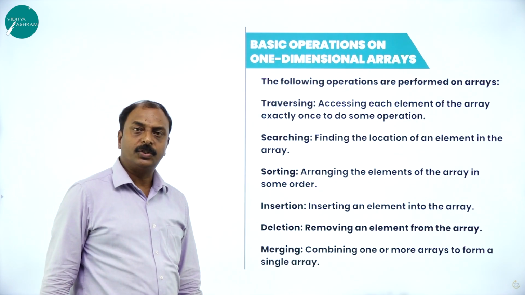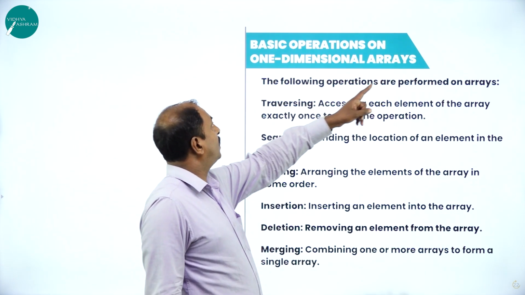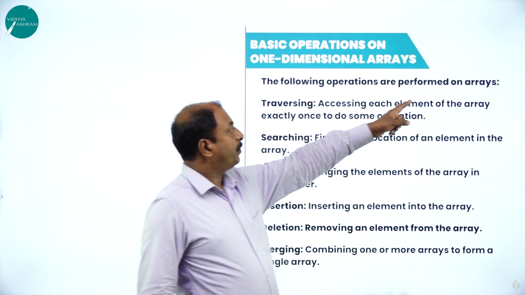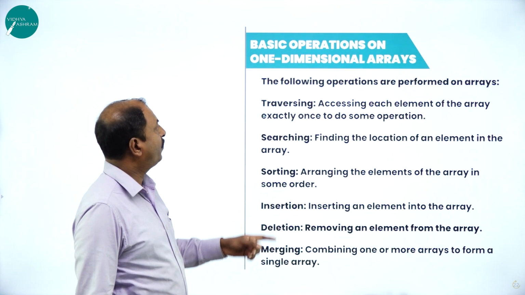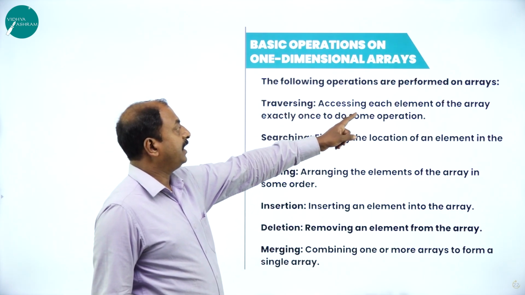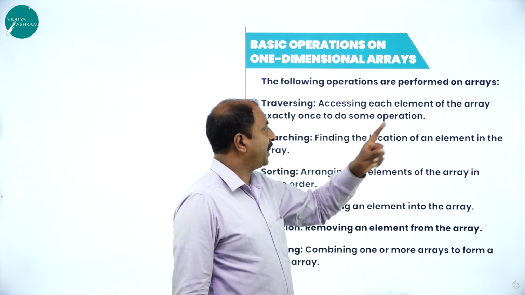Now let us move on to another slide. Here, basic operations on one-dimensional arrays. The following operations are performed on a one-dimensional array. The first one is traversing. Traversing is accessing each element of an array exactly once to do some operation.